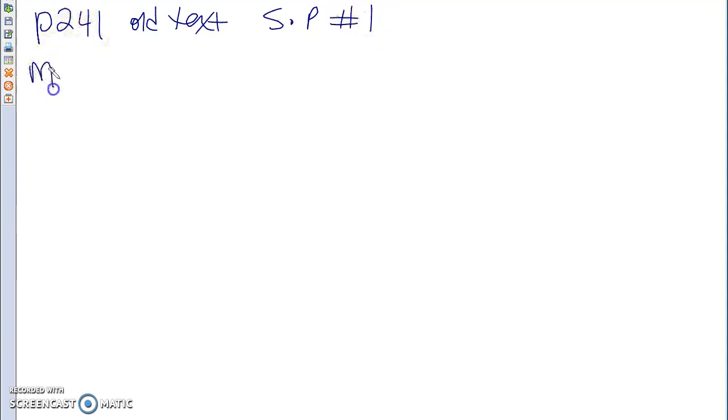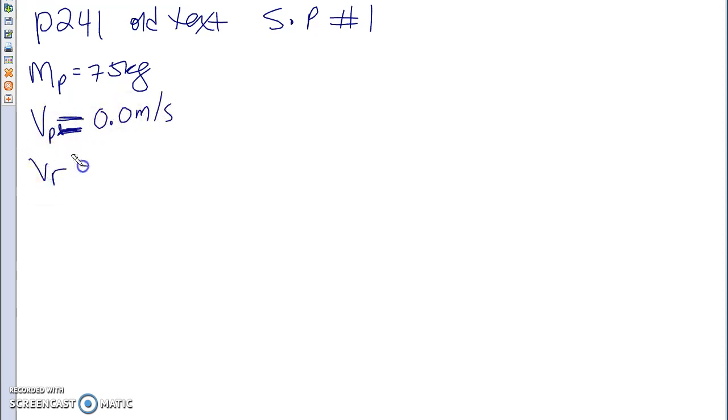And let's start with this one. Page 241. Old text. Sample problem number 1. And the question is as follows. It says a person of mass 75 kilos. So mass of the person is 75 kilos. Is standing on a stationary raft. So the velocity of the person and the raft, so velocity of the person of course is 0.0 meters per second.